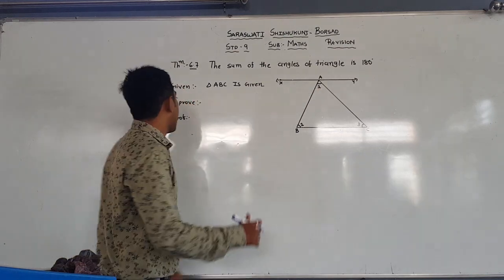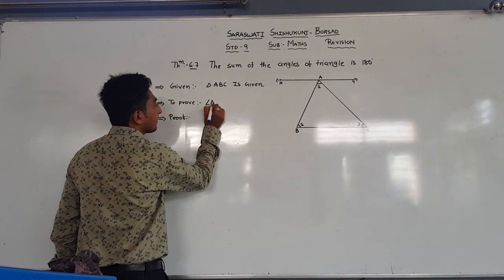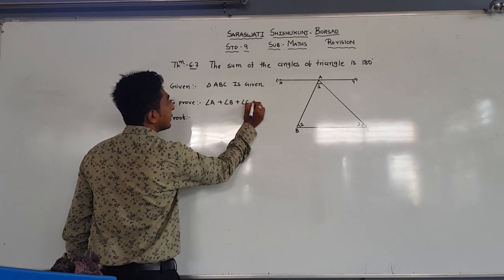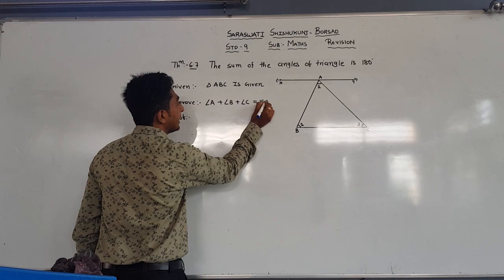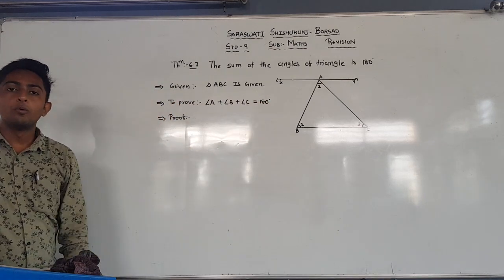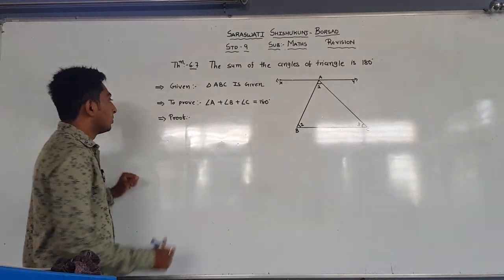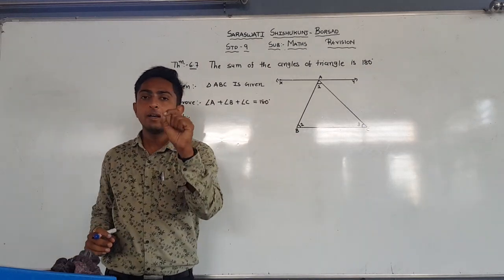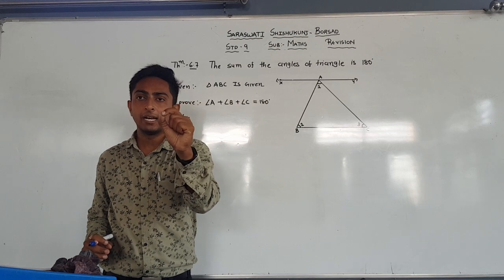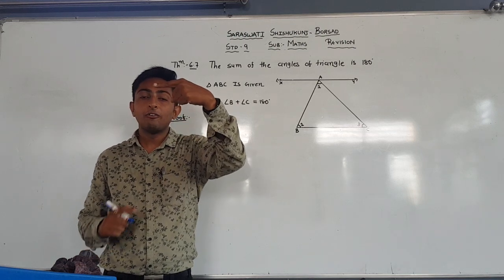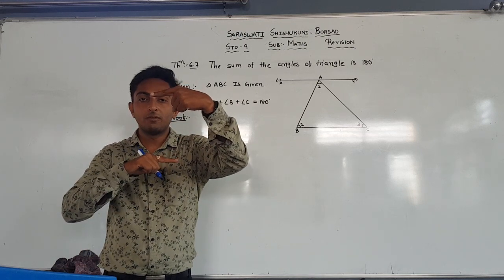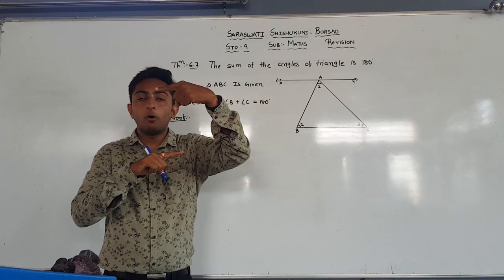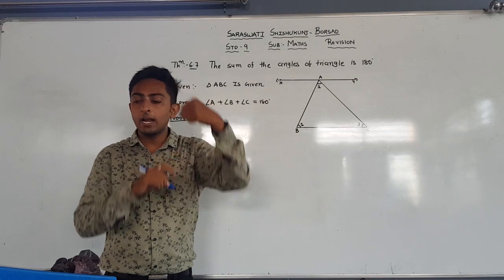Now we can say that angle 1 is angle A, angle 2 is angle B, and angle 3 is angle C, equal to 180 degrees. Now, before we start the proof, we have to do one step, that is, draw the line passing through A which is parallel to BC. Once again I repeat, draw the line XY through point A which is parallel to BC.